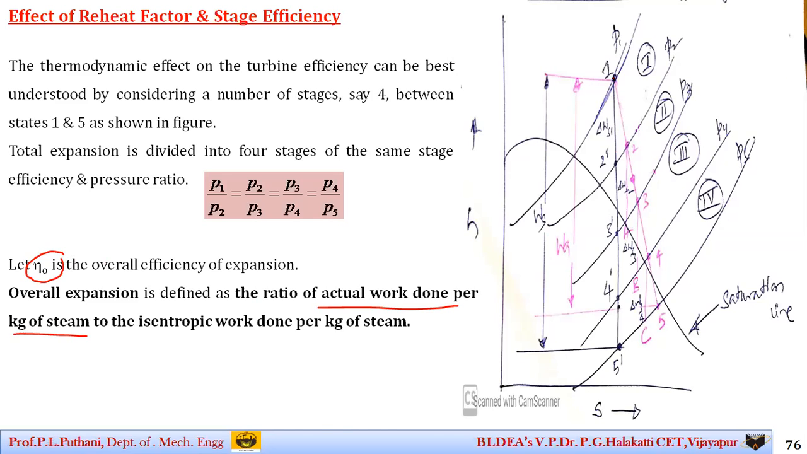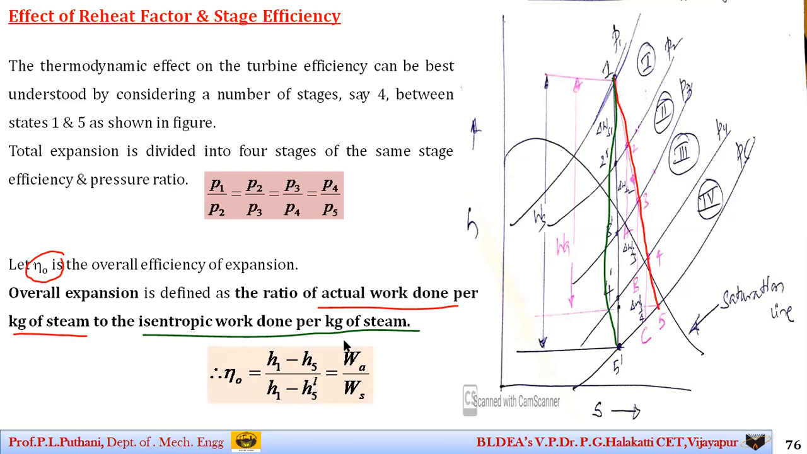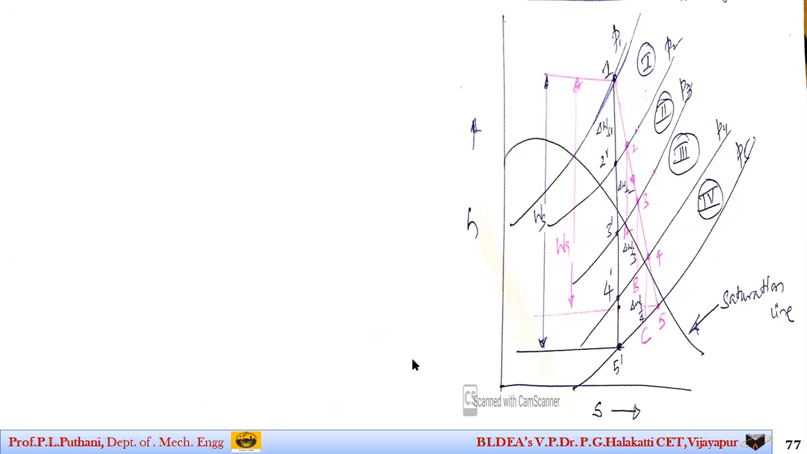So this is the point. This is the actual work done, students. That is from 1 to 5 what you are observing. This is the ratio of actual work done to the isentropic work done. It is the expansion which is happening from 1 to 5 dash. This is the isentropic expansion. So I can write mathematically in this form, students. That is eta naught is equal to (h1 minus h5) by (h1 minus h5 dash), that is Wa by Ws.